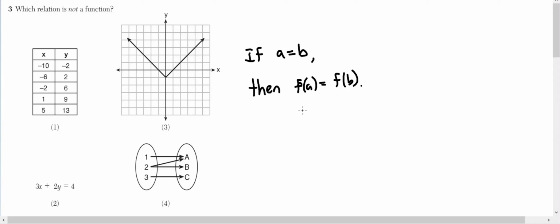So once you plug in an input into a function, it'll produce that output associated with that input every single time. And the reason why this is important is because if we look at this relation, if you plug in 2, it maps sometimes to A and sometimes to B, and that's not allowed if this is going to be a function. So this does satisfy our answer, which is looking for the relation that's not a function. So for question 3, the answer is choice 4.